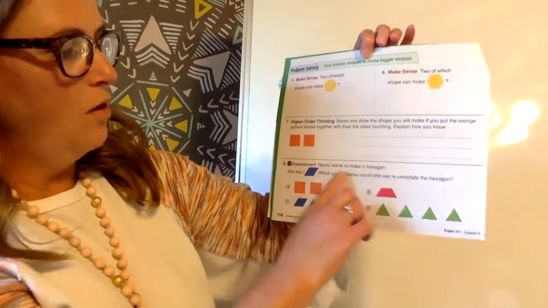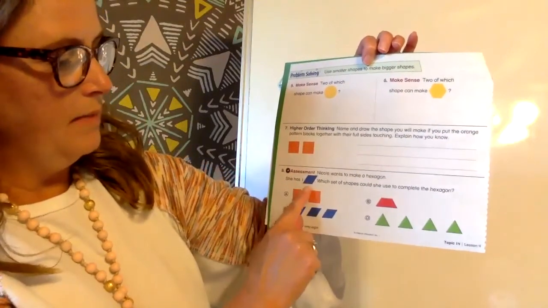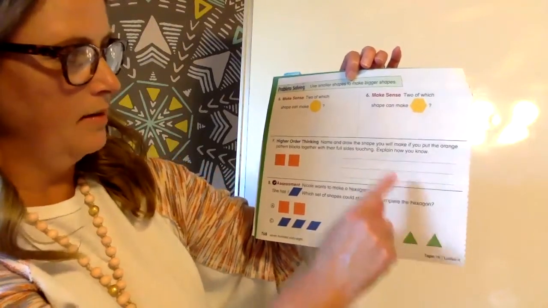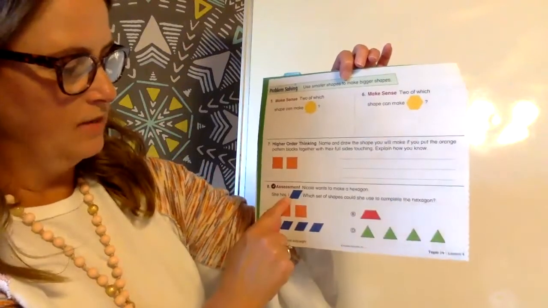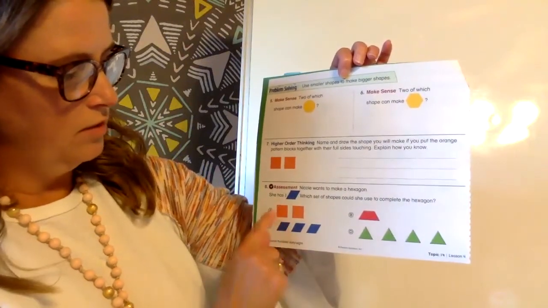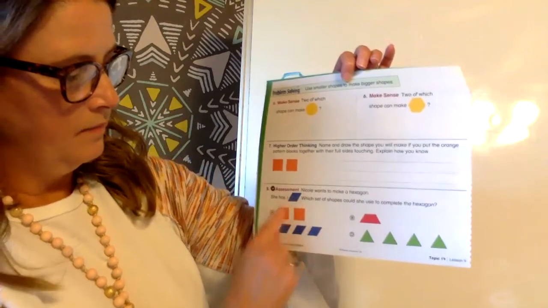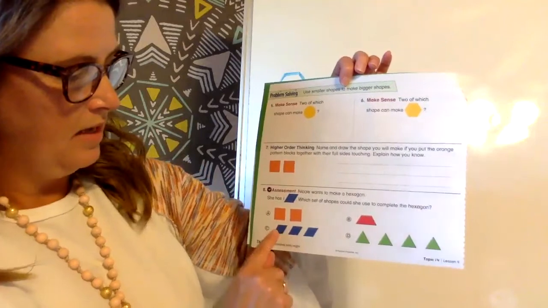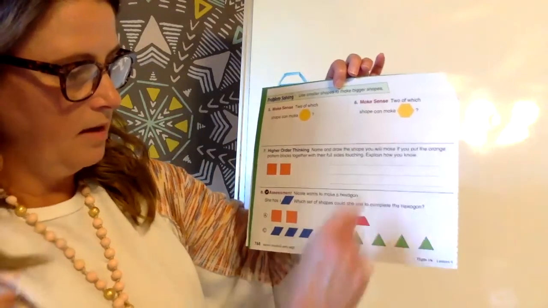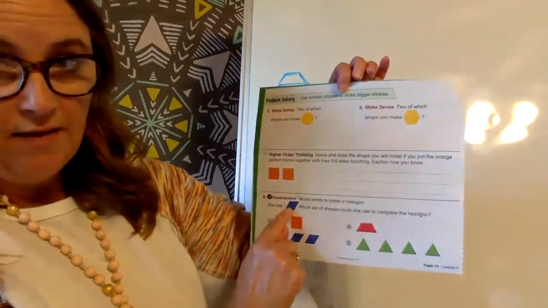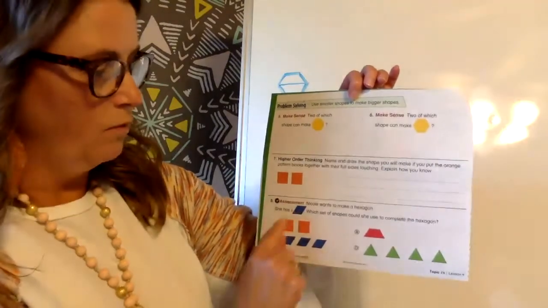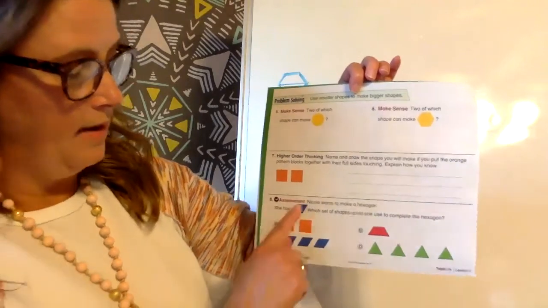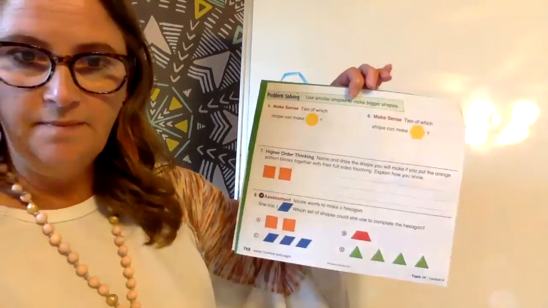Number 8 says Nicole wants to make a hexagon. She has 1 diamond. Which set of shapes could she use to complete the hexagon? This is a hexagon. She has 1 of these. Could she use this and 2 squares to make a hexagon? Could she use this and 3 more diamonds to make a hexagon? She's always going to have one of those blue ones, okay? So which of these sets can you put with that blue diamond to make a hexagon shape, okay?